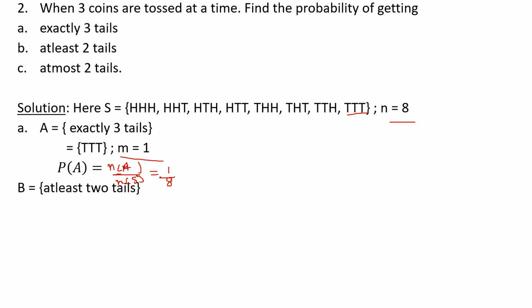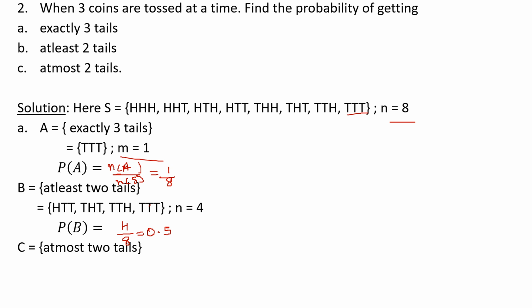Now at least 2 tails. So at least 2 tails means either 2 tails or 3 tails. So we can have either HTT, THT, TTH, and 3 tails is TTT. So there are a total of 4 outcomes. Therefore, the probability of B will be n of B divided by the total number of the sample space. So n of B is 4 divided by 8. That will be 0.5.